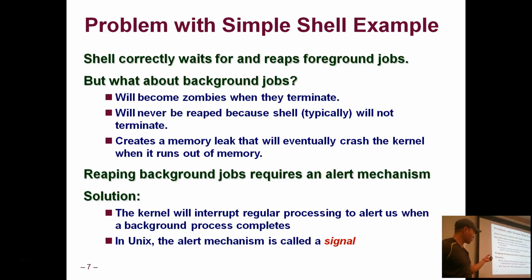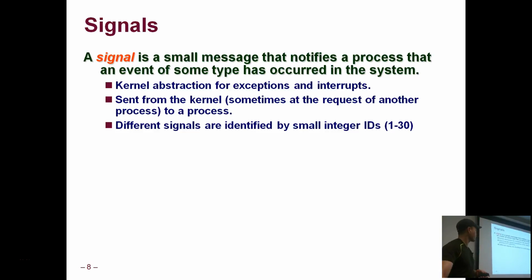Okay. So this alert mechanism is called a signal. And signaling that a child has died is only one signal. There's a whole bunch of other signals. But let's define what a signal is. A signal is a small message that notifies a process that some type of event has occurred, because every signal has a type, and it's the number associated with the kind of signal you're trying to send. It's just like an interrupt has an interrupt number to determine whether it's a keyboard interrupt, a network card interrupt, or an I/O interrupt. So this is a kernel abstraction for exceptions.